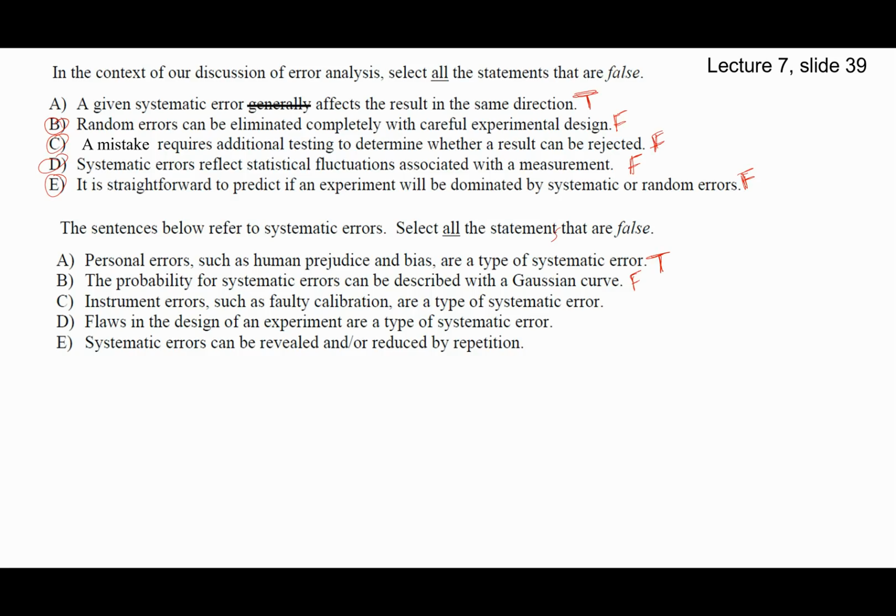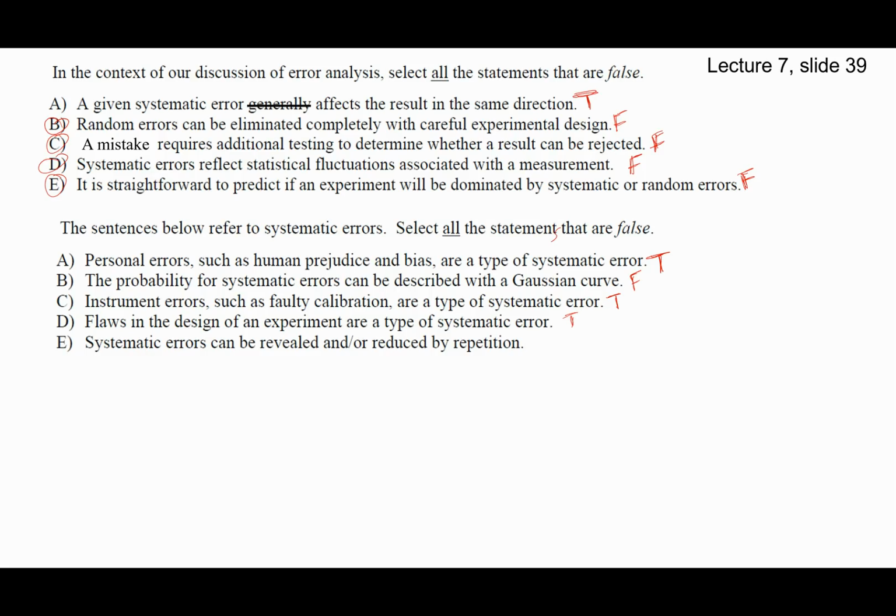Instrument error, such as faulty calibration, are a type of systematic error. Yeah, we've talked about this. You calibrate it wrong, that number's off. You use a ruler of the wrong size or with an incorrect calibration. Yeah, totally going to be wrong. Flaws in the design of experiment are a type of systematic error. Totally true. You design your experiment around a device that is not calibrated correctly, you will have systematic error.